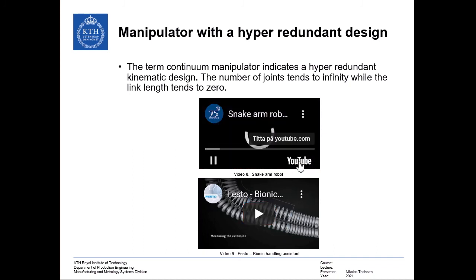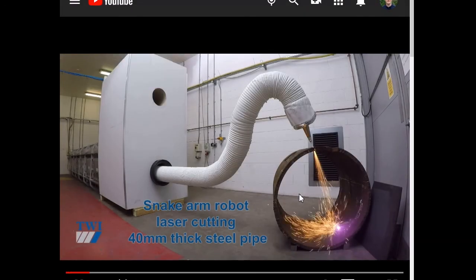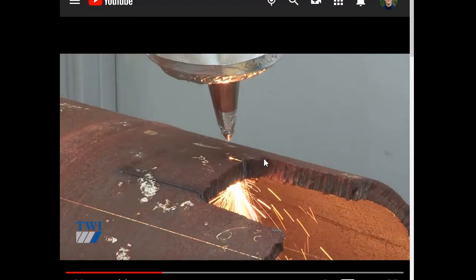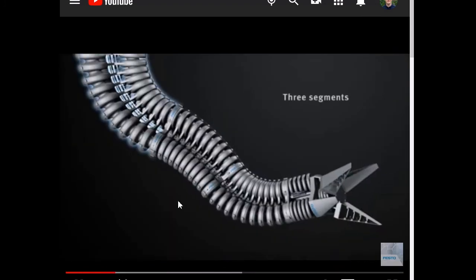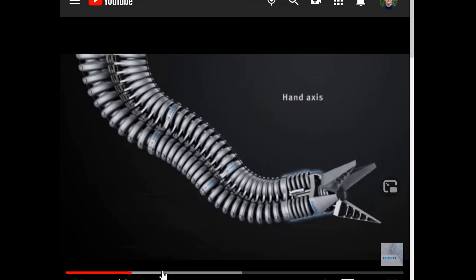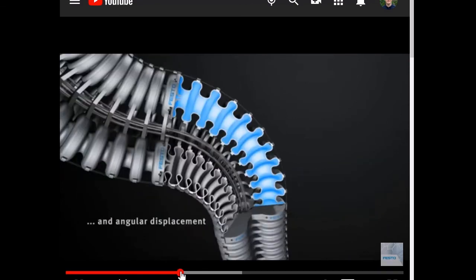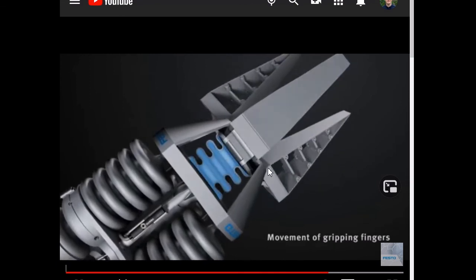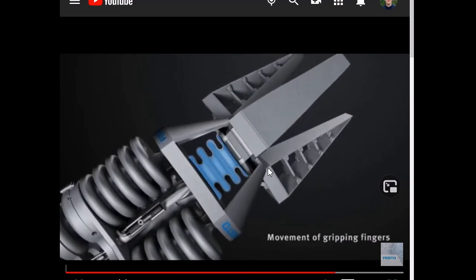So there are two examples which I would like to show you here. There's one which is more often commercially used, this kind of snake arm which is used for laser welding. And then there are other ones, such as the Festo Bionic Handling Assistant, sometimes also referred to as the bionic trunk, which could be, for example, implemented on a dual-arm robot as a single arm.